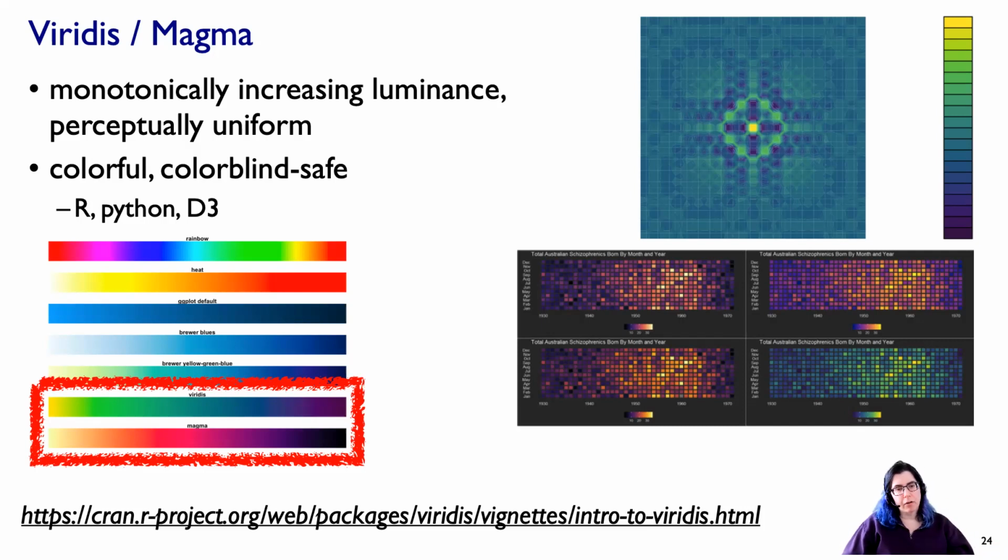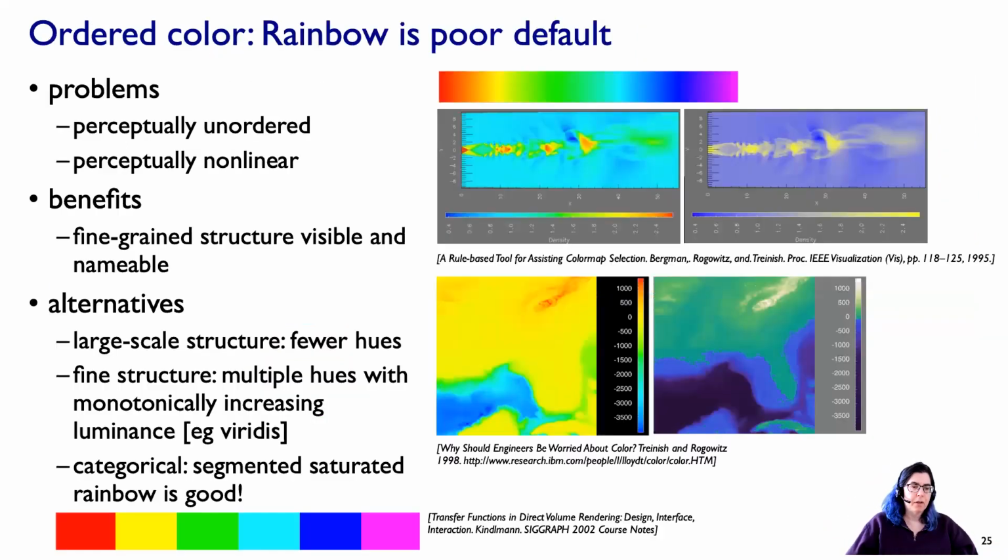We'll be talking more about colorblind safe. I'll just note for now that these are designed to be colorblind safe. And these are built in these days to all the major tools, including D3, not to mention R and Python. So that was an example of a color map that has multiple hues, but also monotonically increasing luminance and is perceptually uniform. So that's an alternative to the rainbow.